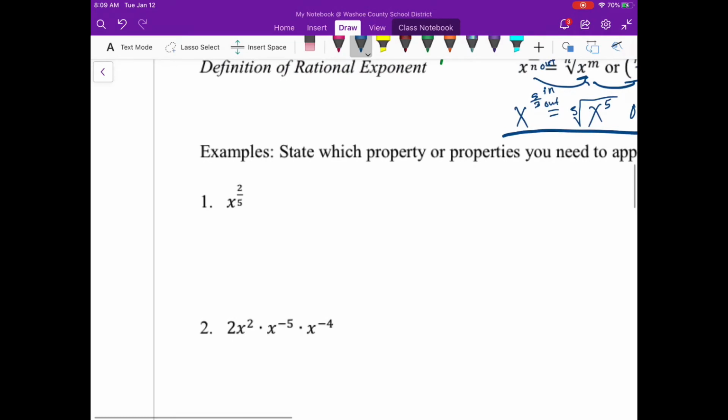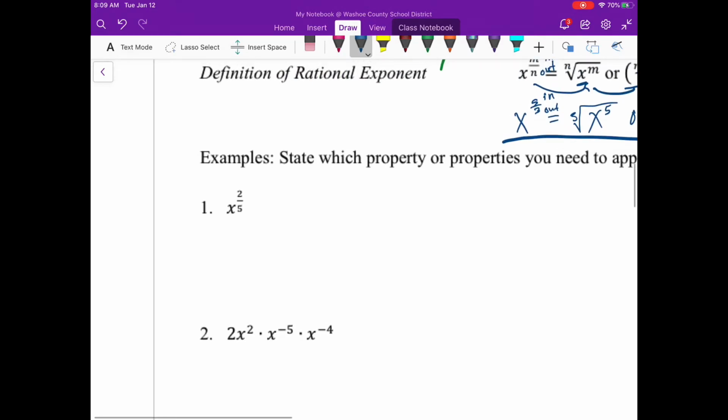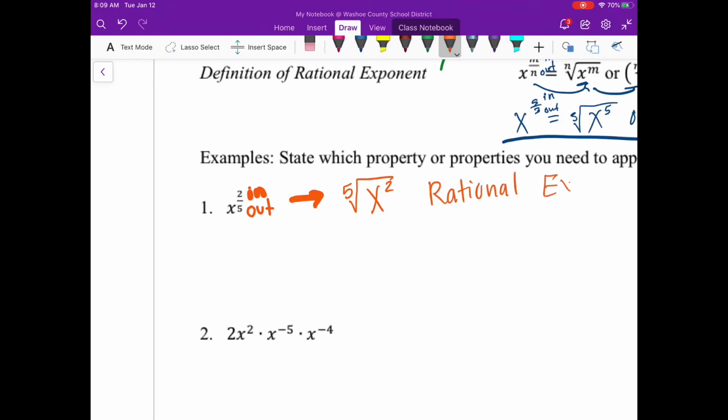So let's look at this first one. All we can do to this one is use the last property we talked about, actually, the rational exponents. And what we're going to do here is, again, I like to call this my in and my out. So this could technically just be rewritten as, let me make this a little thinner, my outside number is 5. My inside number is going to be the 2. Okay, that's it. And the property we used here is the rational exponent definition. So I'm done. There's nothing else I can really do there for this particular problem. Okay.